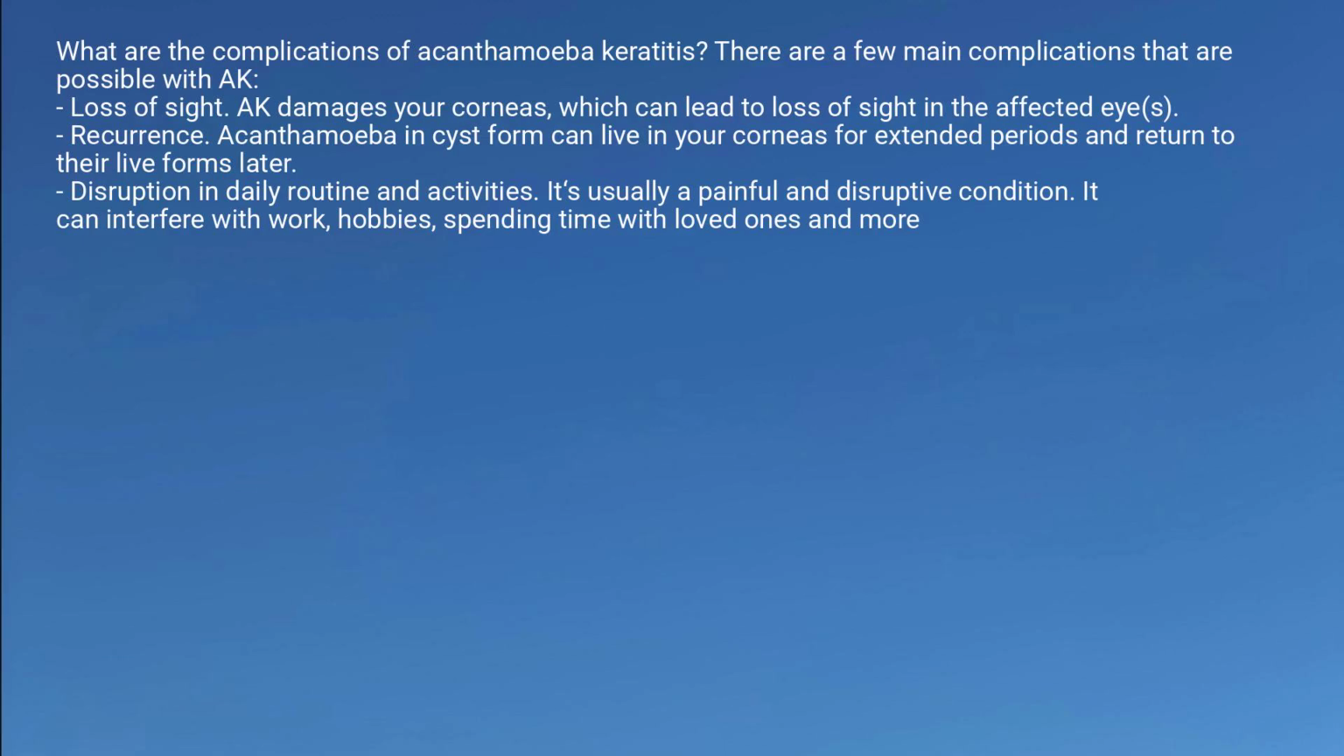What are the complications of Acanthamoeba keratitis? There are a few main complications that are possible with AK. Loss of sight. AK damages your corneas, which can lead to loss of sight in the affected eyes. Recurrence. Acanthamoeba in cyst form can live in your corneas for extended periods and return to their live forms later.